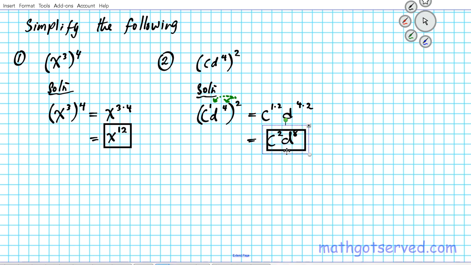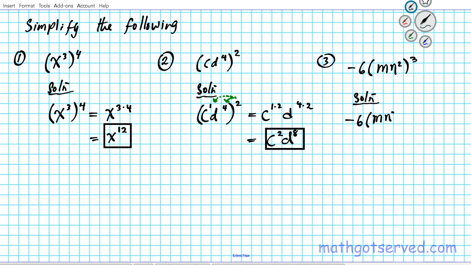All right, let's take a look at another example, question 3. What if we have negative 6 times m n square raised to the 3rd power? Okay, so let's see how we can solve a problem like this. So negative 6 times m n square raised to the third power.